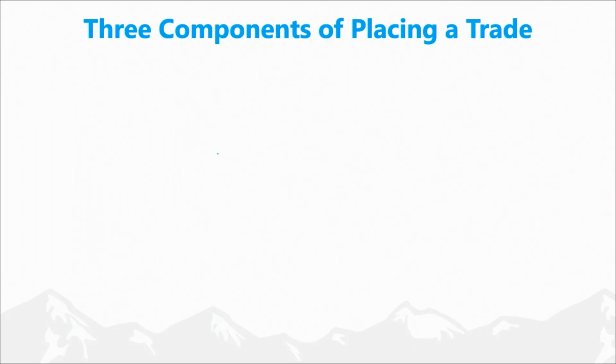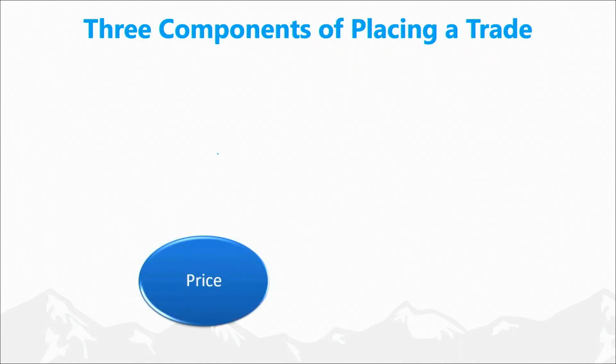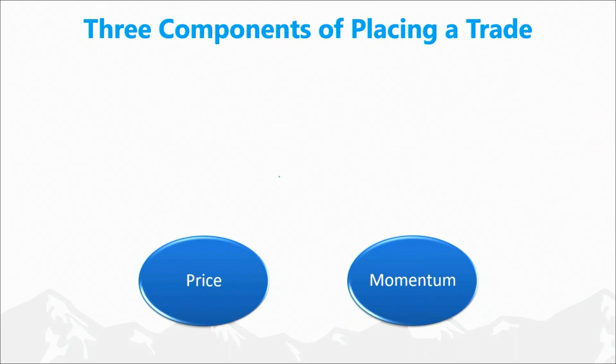All right, so the three components of placing a trade that we want to analyze, we want to look at the price. That's the number one. Okay, price is just the price chart itself. How's the market moving? How's the underlying moving? Are we trending up? Are we trending down? Are we in compression? Are we expanding? How's the market moving? The second thing we want to look at is momentum. And we can use momentum oscillators, things like the MQ momentum indicator or an MACD or stochastic. And that allows us to analyze that momentum component.